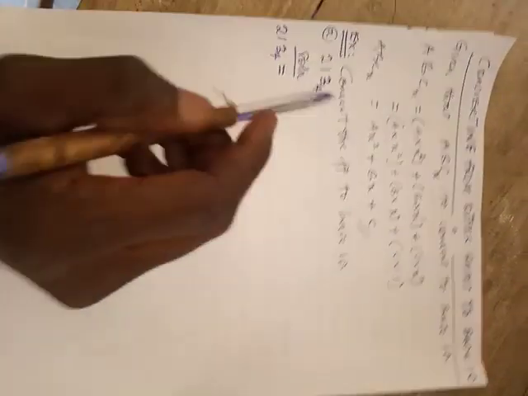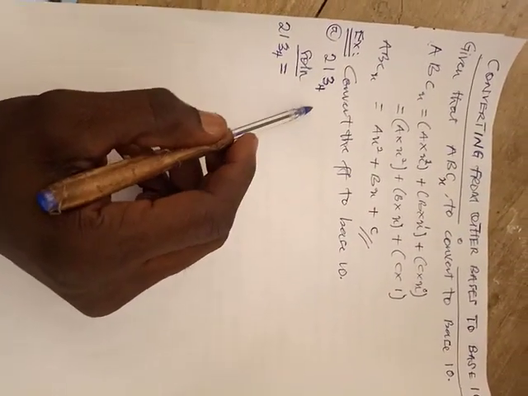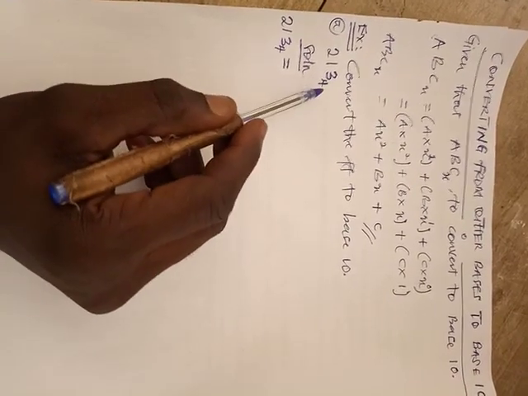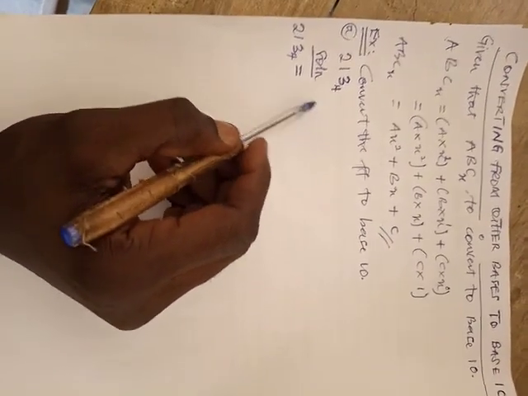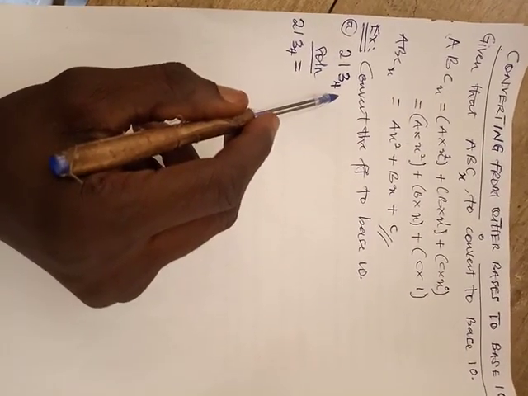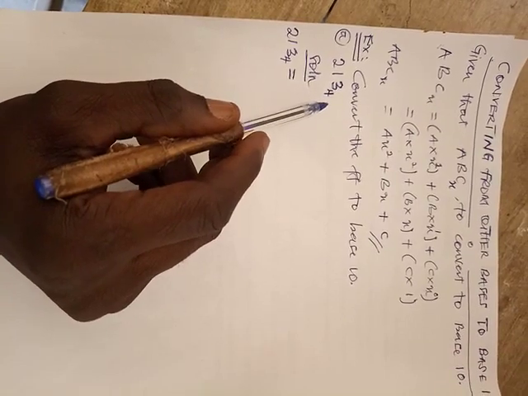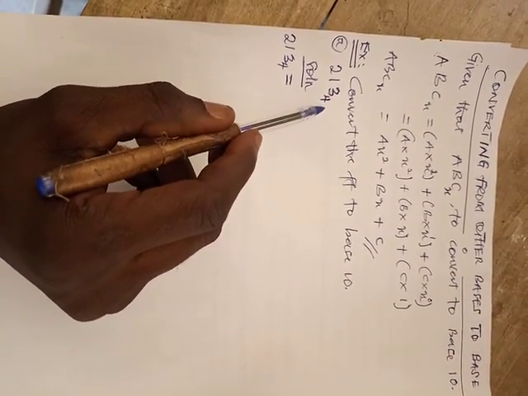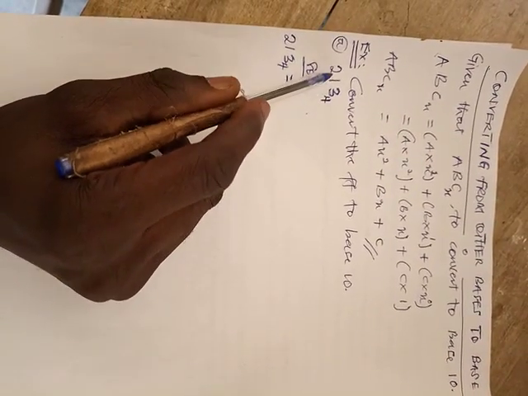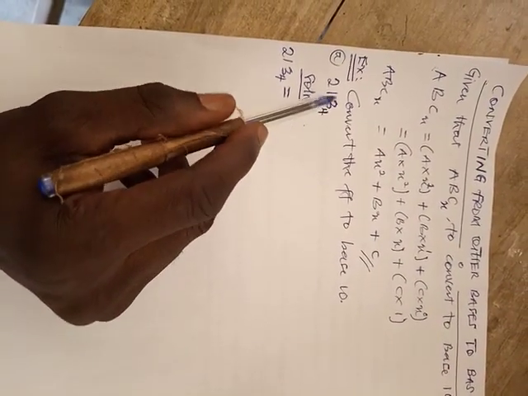Now let's support this theorem here with a question. We have 2, 1, 3 base 4. We are going to convert this to base 10. Now let me advise you on this. Anytime a problem is given to you, the problem itself can tell you the base you are dealing with. If it is in base 4, it means all the values here should not be 4 and should not be greater than 4.